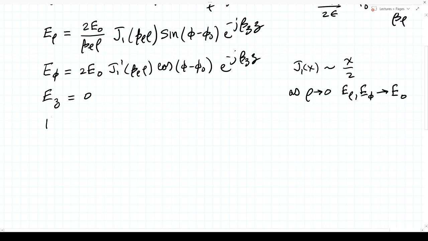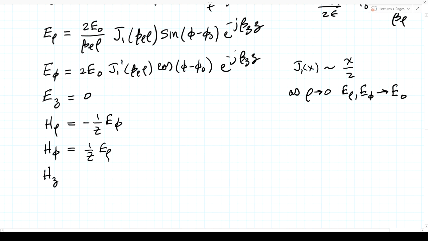So continuing on, H rho, well, E phi over minus H rho is Z. So H rho is just minus 1 over Z times E phi. And H phi, well, E rho over H phi is Z, so H phi is just 1 over Z times E rho.